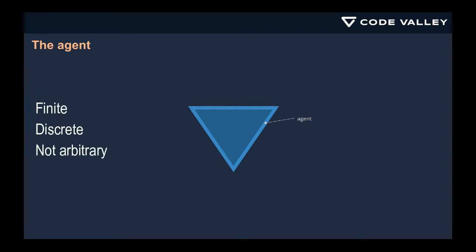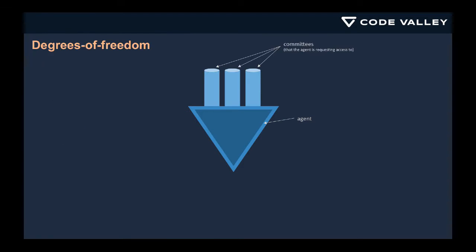This information is finite, it's discrete, it's not arbitrary. And for this reason, we say that the agent has a finite set of degrees of freedom, what we call DOFs. An agent requests this information by requesting access to committees. Now here's where you're probably thinking, what the heck is a committee and why do you call it that? The best way to answer this is just to use an example.